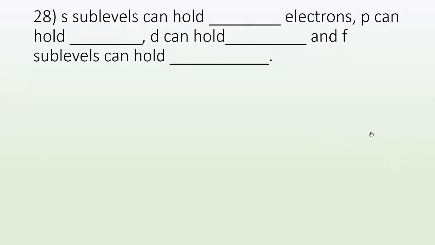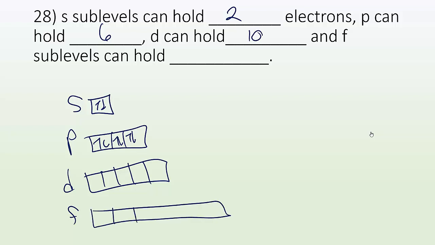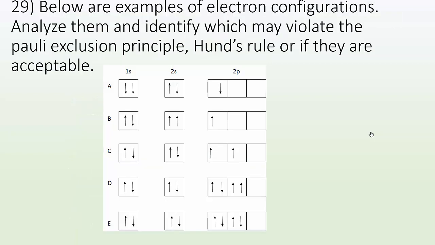All right, 28. S sublevels can hold how many electrons? Well, the S has a single box that can hold 2 electrons, 1 up, 1 down, so that's 2 electrons. P can hold, well, let's see, the P has 3 orbitals, and they each can hold 2, so they can hold a total of 6. The D sublevel has 5 orbitals, and there's 2 in each, so that's a total of 10. And the F has 7 orbitals, which, look at that, I drew it perfect, which means they can hold 14 electrons.